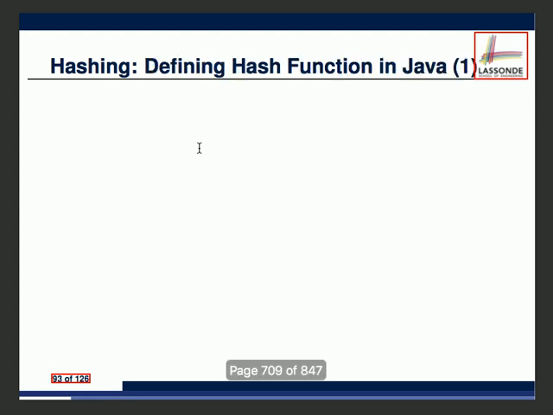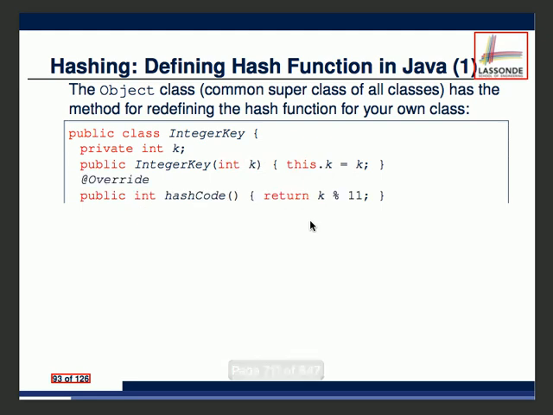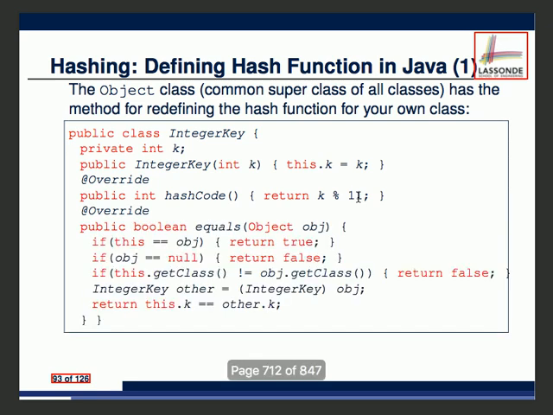Let me finish the Java code in just 3 minutes. So now how do we do hash code? Let's say I define a class called IntegerKey that has only one integer attribute, and a very easy constructor. Now for hashCode, I'm going to override the hashCode method. I'll show you at the beginning of Tuesday how you can do that. hashCode simply returns k modulo 11. That's exactly what I did. Also, every time you define hashCode, you must also define the equals method properly, because they have to work together.